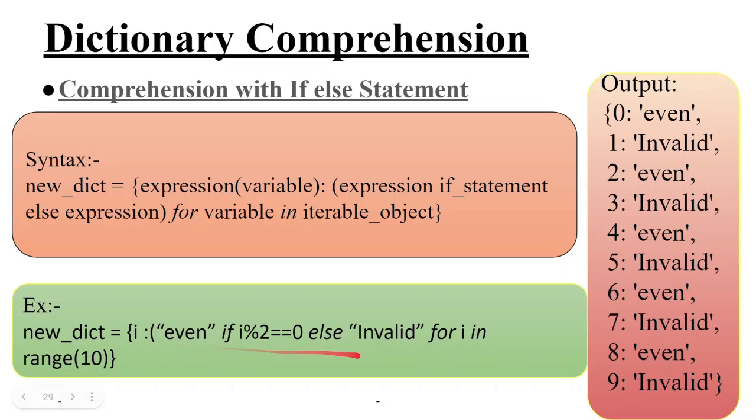For example, for i value 0, this condition is true, so its associated value will be even and the key is 0. And in the second iteration, the i value is 1, so this condition is false, so the associated value for the key 1 is odd. Likewise, it keeps checking the condition for i values from 0 to 9.